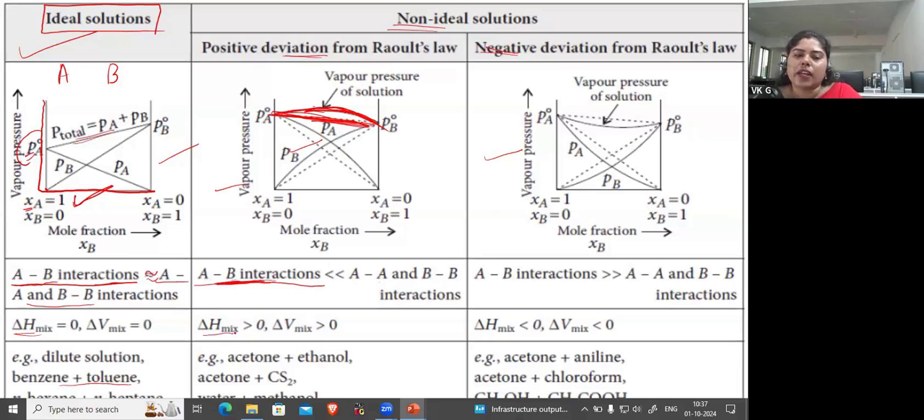Delta H mix will be greater than 0 and positive. Delta V mix also will be greater than 0. That is positive. Next, look at examples for this. Acetone and ethanol, based on their bonding or the forces that are present.